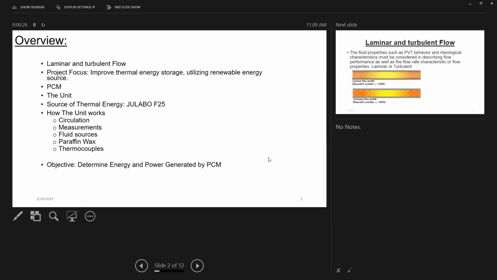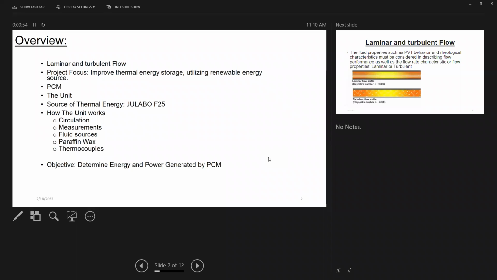I'm going to talk about the laminar and turbulent flow, and also about the project FOX, which is improved thermal energy storage, which is renewable energy. We will talk about phase change material, our unit and design, and also how the unit is going to work, circulation measurement, fluid, and paraffin wax, which we're going to use, and also thermocouples, which we're going to use to measure temperature.